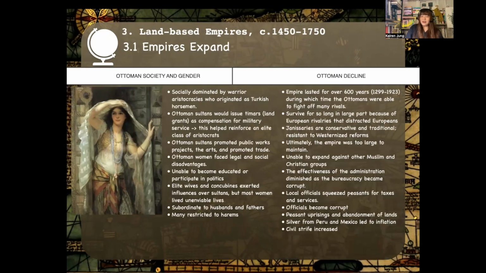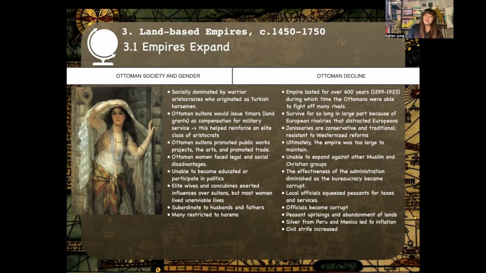So now let's look at Ottoman society. Ottoman society was socially dominated by warrior aristocracies originating as Turkish horsemen. The Ottoman sultans would issue timars. Timars are what they called land grants as compensation for the military service, and this helped to reinforce an elite class of aristocrats. The Ottoman sultans promoted public works projects, the arts, and promoted trade, but Ottoman women faced a lot of legal and social disadvantages.